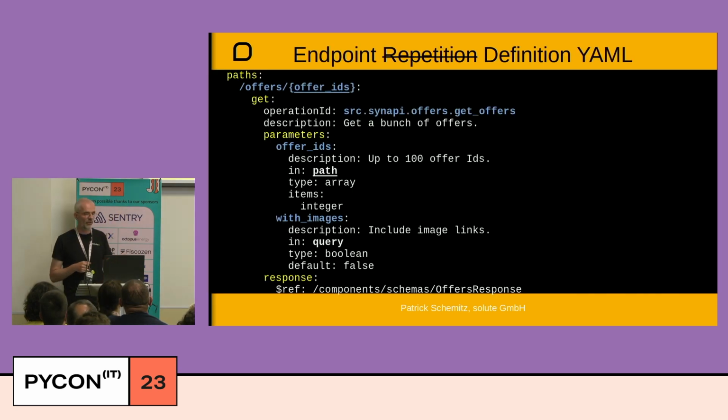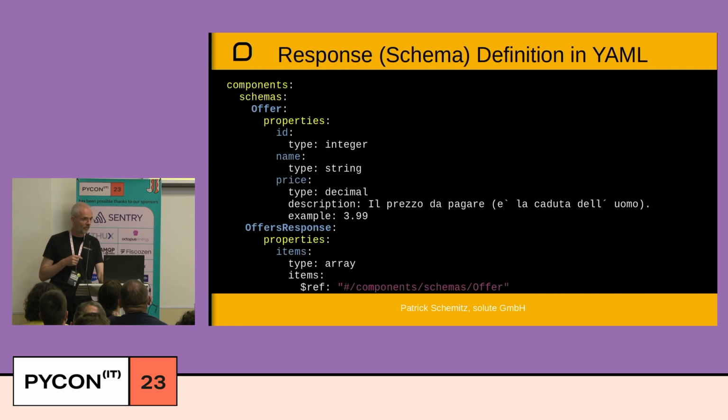Remember, this was the first OpenAPI YAML slide. The response, in the very last line, $ref references something somewhere else in the OpenAPI: /components/schemas/offer response. So this is a different part. It looks like this. This is how schemas or models are described in OpenAPI.